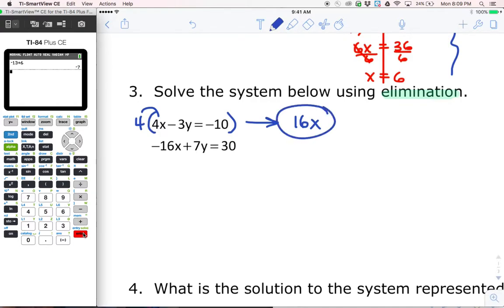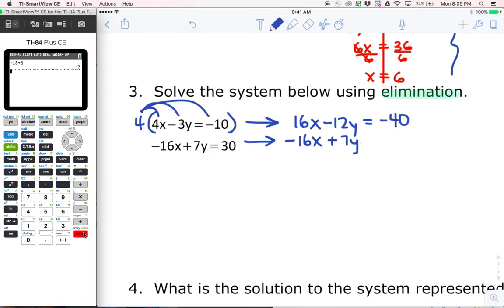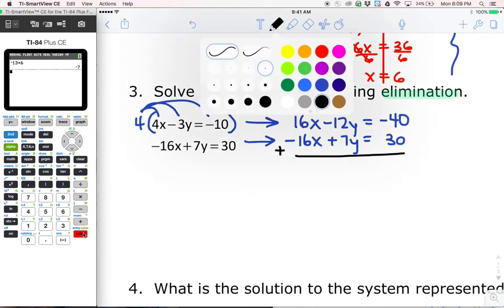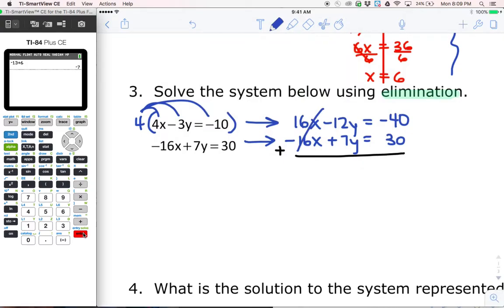So we got what we wanted, but now we have to finish doing it. So 4 times negative 3y is going to be a minus 12y. And 4 times negative 10 is going to be negative 40. The bottom equation did not change, so we just get to write negative 16x plus 7y is equal to 30. But now, when we add up our two equations, something's actually going to cancel, which is perfect. Right? Our x's cancel. So now we've got negative 5y is equal to negative 10. Divide out that negative 5 and we've got y is equal to positive 2.